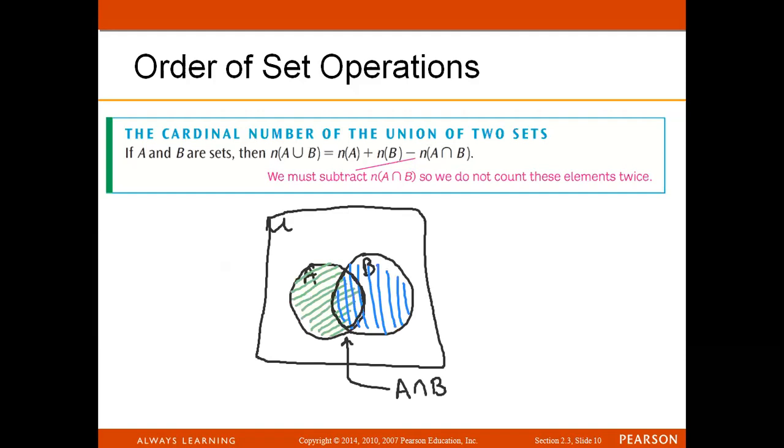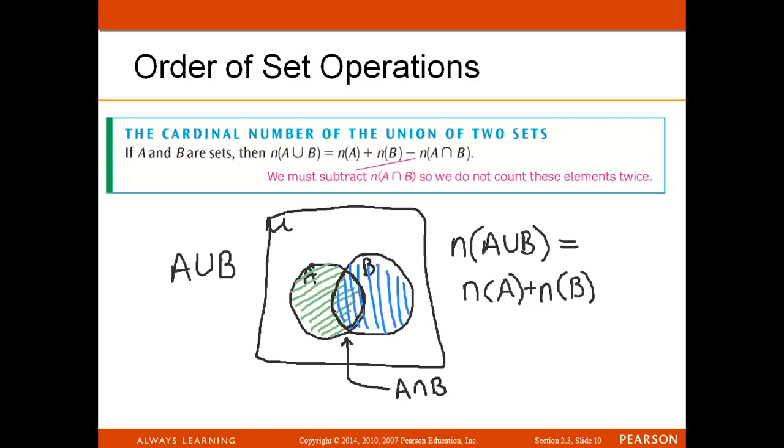So if we look at the green and blue together, then we're looking at the shaded region A union B. So the number in A union B is the number in A, the green ones we counted, plus the number of elements in B, the blue elements that we counted, minus one copy of the number of elements in A intersect B, because we counted them once when we counted the green elements, and we counted them a second time when we counted the blue elements. So we have to remove it that second time.